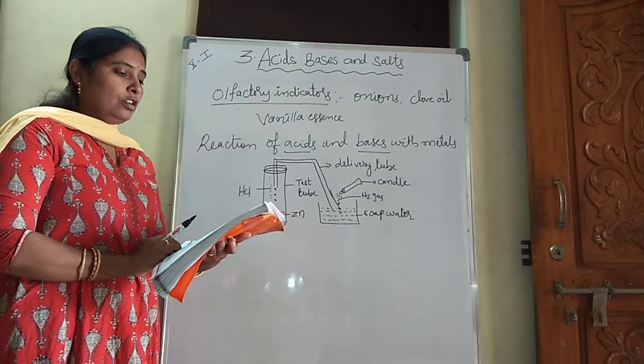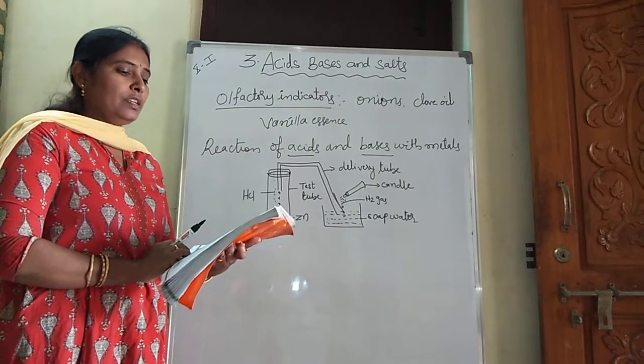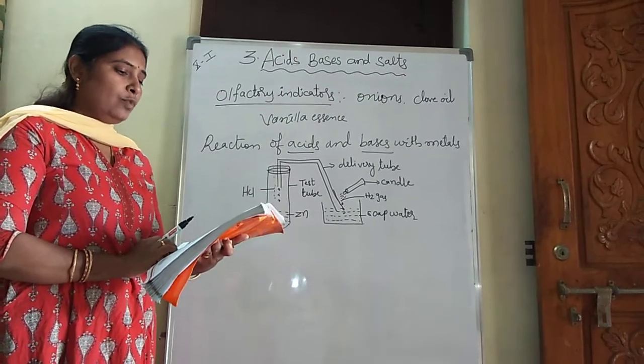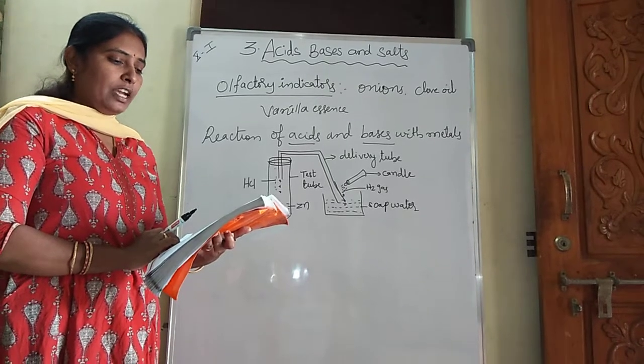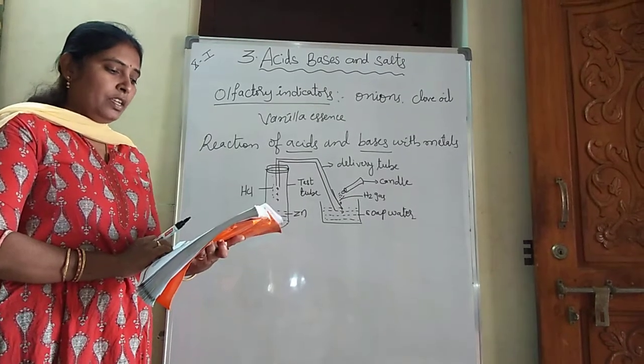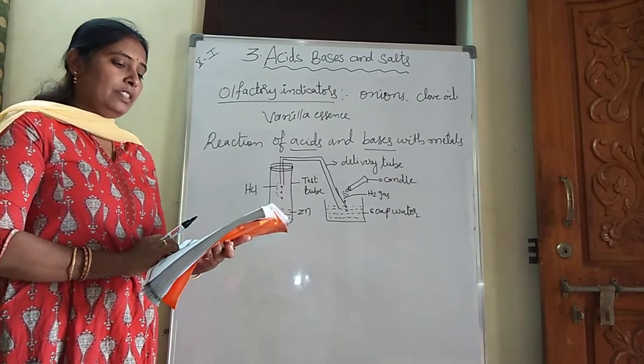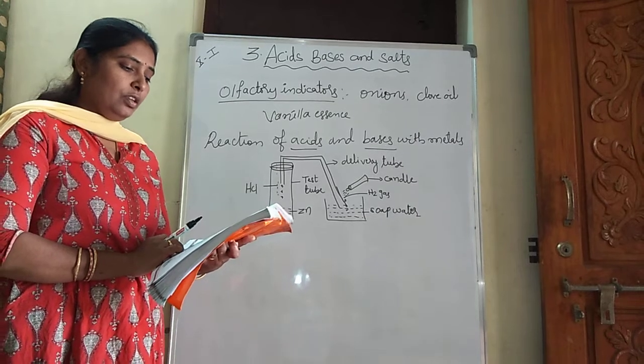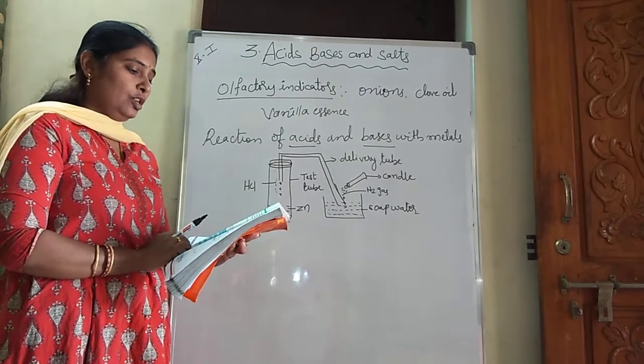Keep 2 strips on a clean surface and put a few drops of dilute HCl on one strip and a few drops of dilute sodium hydroxide on the other. Rinse both the strips separately with distilled water and again check the odor and note the observation.